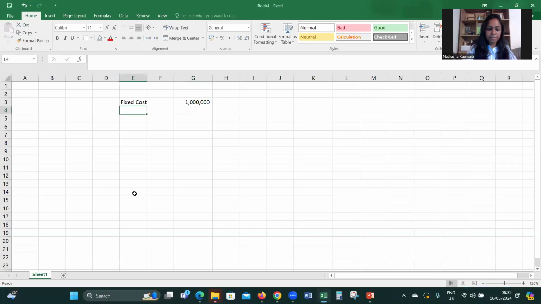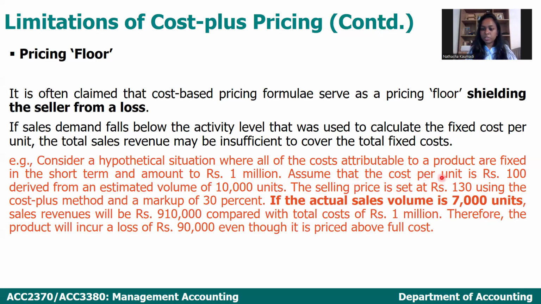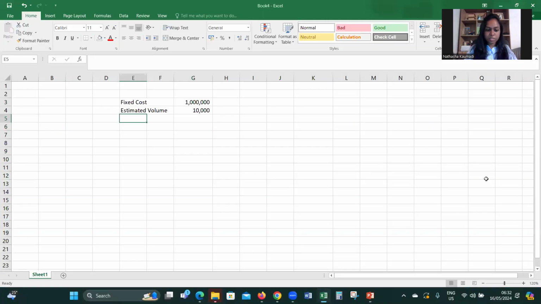So they have estimated the volume. How many units? 10,000 units. Okay, 10,000 units. Then in that case, what is the cost per unit here? There are only fixed costs in this example. So in other words, unit fixed cost.